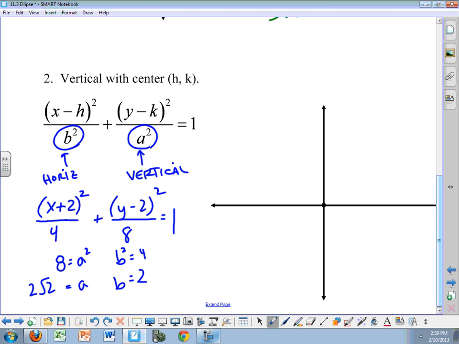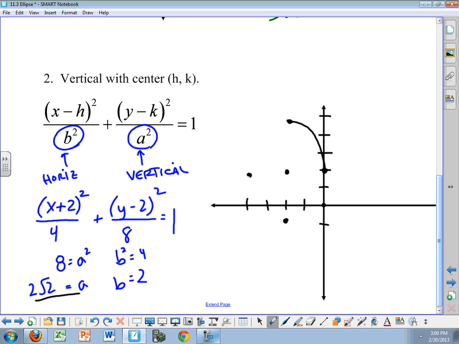Let's work this out. In this case, the center is going to be at negative 2 for the x and positive 2 for the y. That goes out here in quadrant 2. In order to graph the vertices, this time I'm going to go up and down a units. So that's approximately, not quite 3, maybe a little less than 3. We'll go up about 2 3/4 there, and then down 2 3/4, about here. And left and right 2 units. So that would give me the horizontal side.